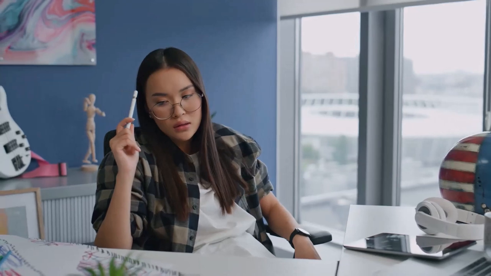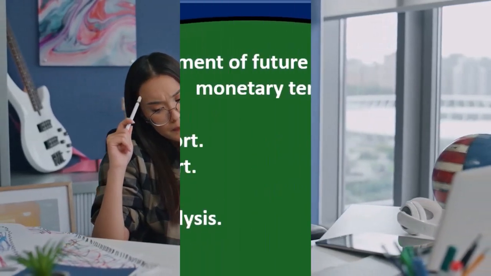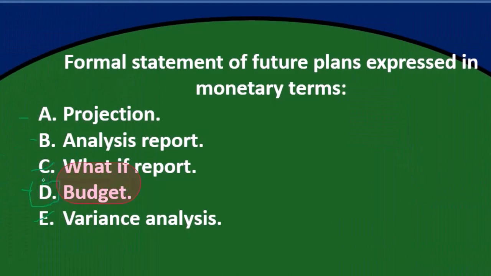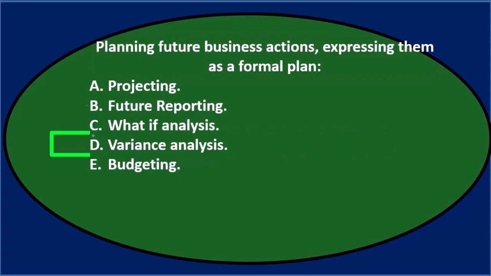But it's not the most correct answer. So remember that you're probably not going to win an argument like that, even if you were to contest it. So you want to go with the best answer, and the best answer here is the budget. Final answer, formal statement of future plans expressed in monetary terms, D, budget.